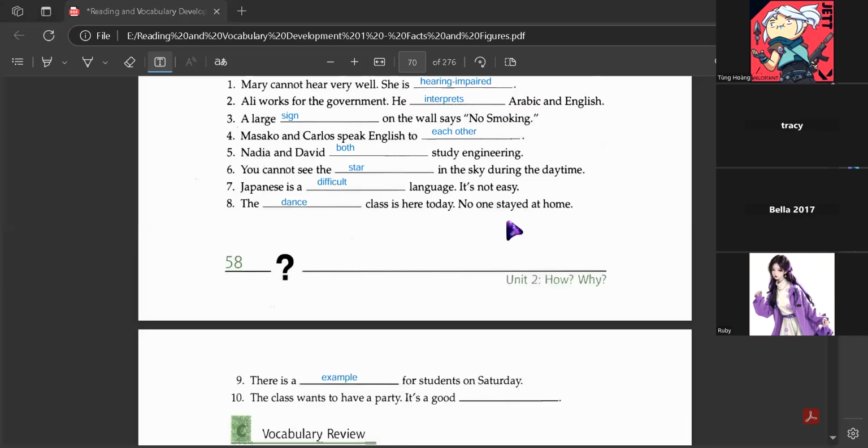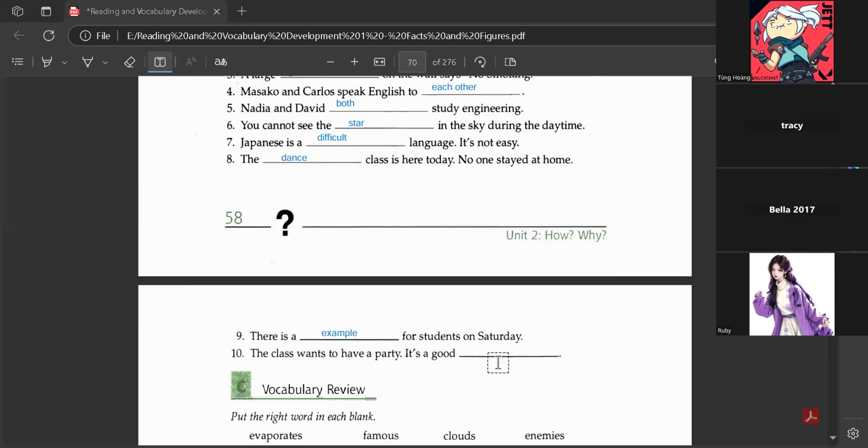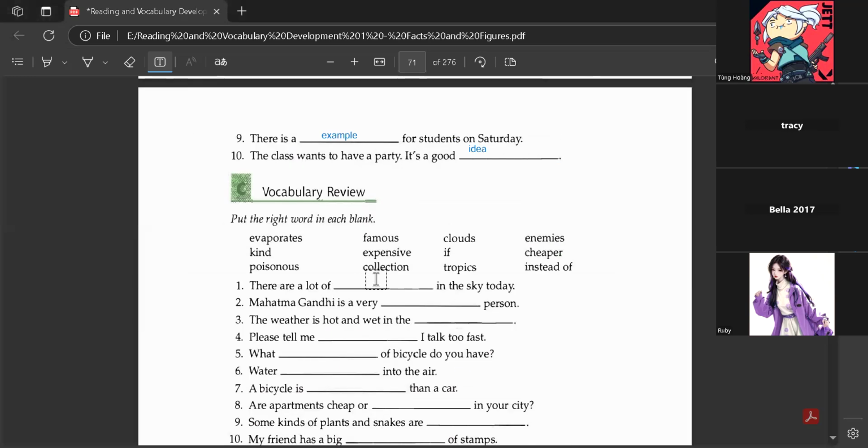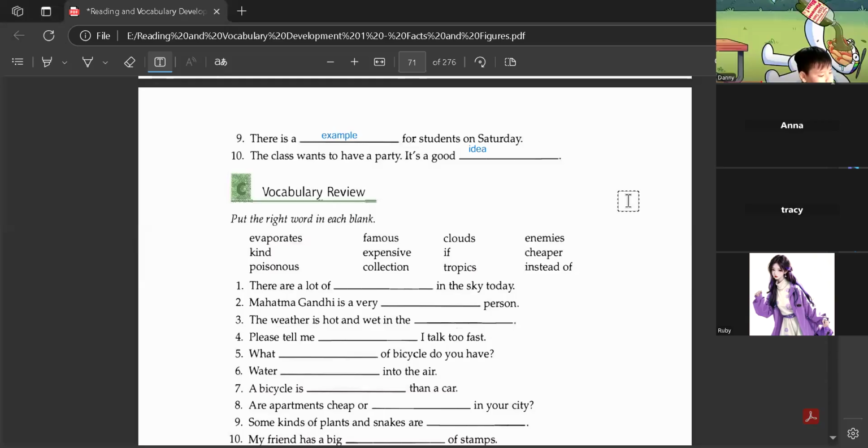Okay, number 10. The class wants to have a party. It's a good idea. Okay, it's a good idea. Good job. Move on to the third exercise. Put the right word in each blank. We already know these words from the previous paragraph, and we're going to put them in the right blanks. The first sentence, let's invite Ruby.